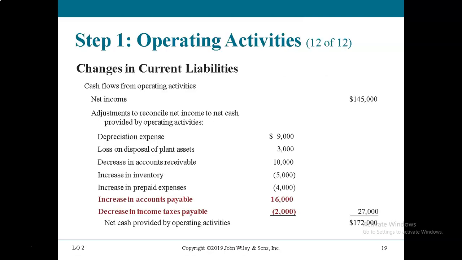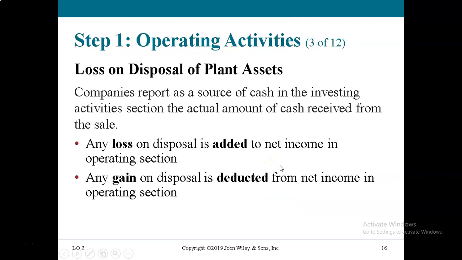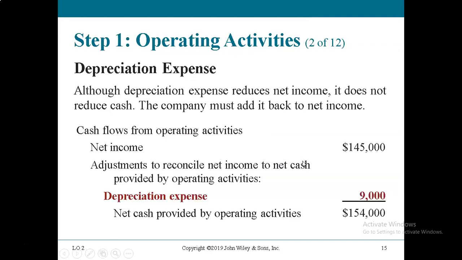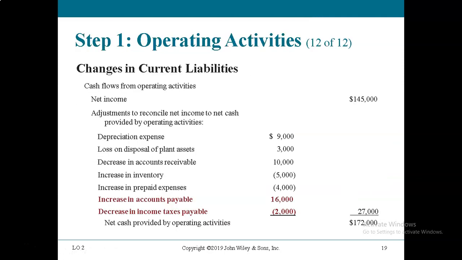Now notice what we do next. We have 145,000, we add depreciation, we add the loss, and then you look at all of your current assets and current liabilities, and you see that we have accounts receivable decreasing by 10,000. Okay, so that was from here. You can see accounts receivable is decreasing by $10,000. If accounts receivable is going down, if fewer people owe you money, then that's more money in your pocket. So you're going to add $10,000.